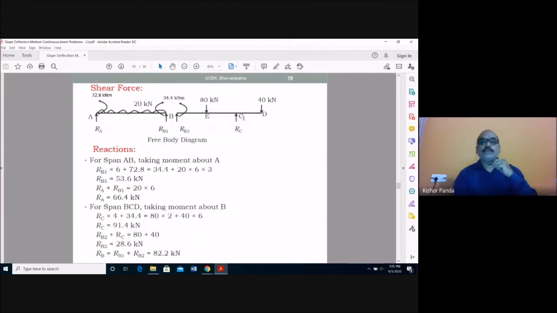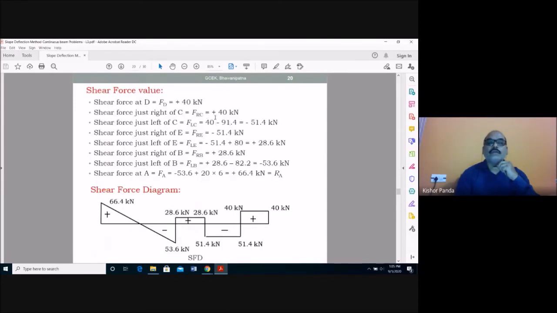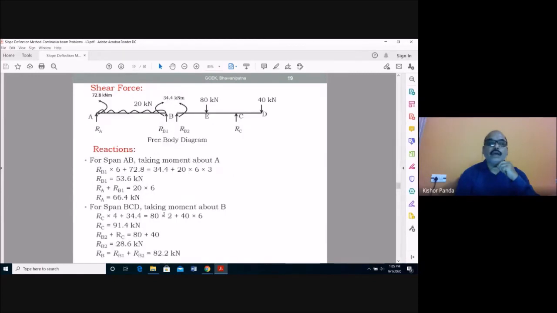Then take the shear force left of C. When you are taking left of C, this is the force you have to include in the shear force value. This force is upward, and upward force is negative. So 40 minus RC. Already you know RC is equal to 91.4 kilonewton.